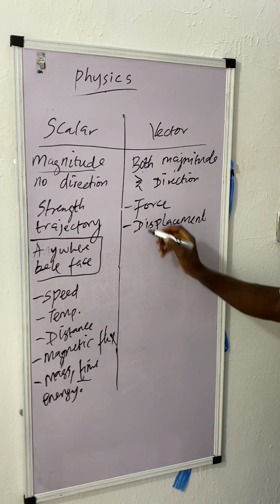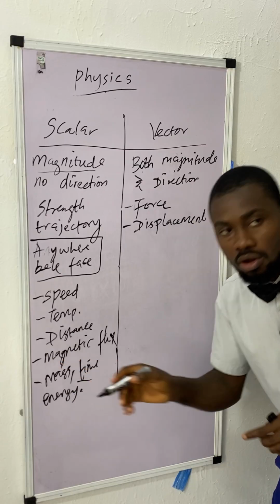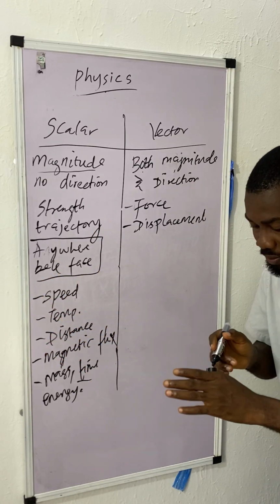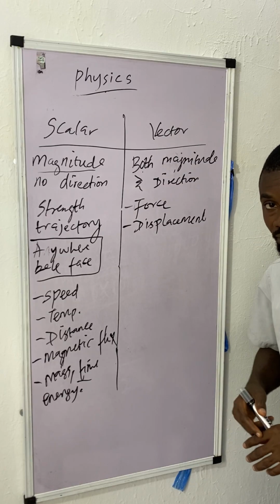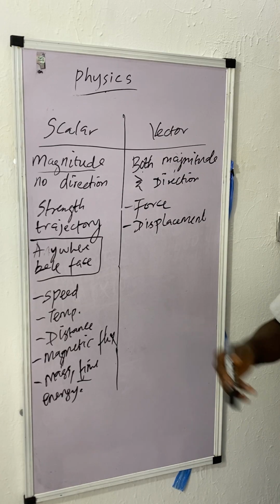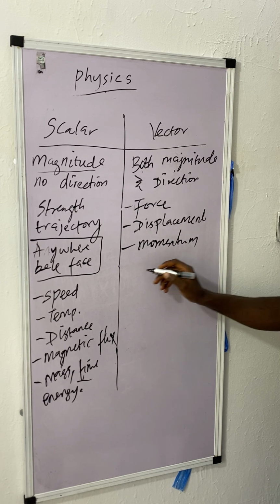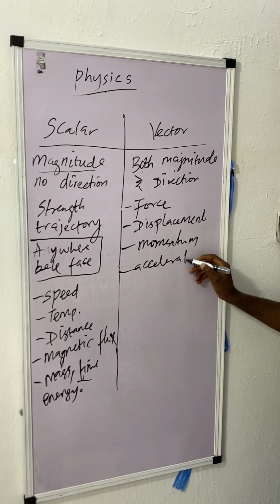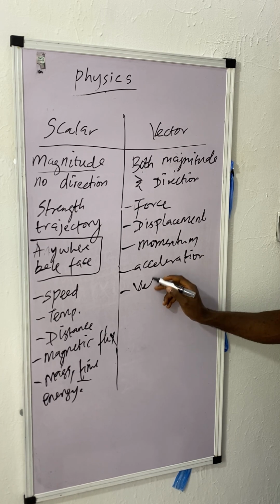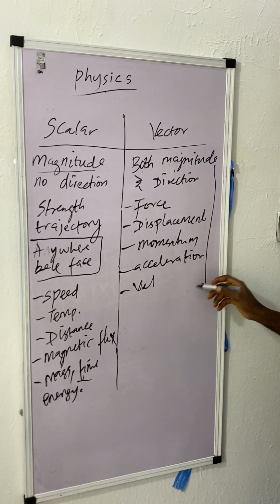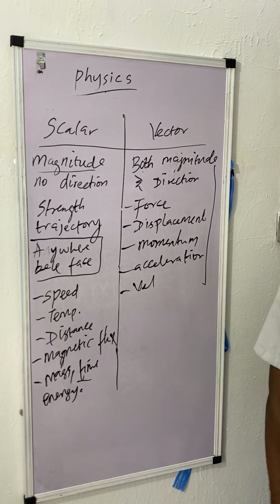What's the definition of displacement? The distance moved in a specific direction, or the change of the state of a body with reference to a frame of reference, or with a direction. We also have momentum here, acceleration, and velocity. We can have magnetic flux density here. All these are what? Vector quantities. So that's that for vector and scalar quantities.